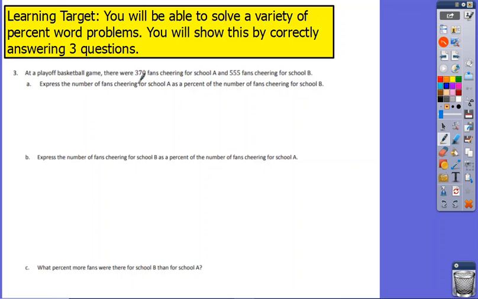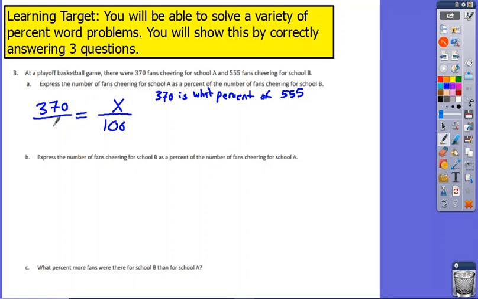So the number of fans cheering for School A, I'm going to just replace all of that with 555 is what percent of the number of fans cheering for School B, cheering for School, oh, I got the wrong number there, I'm sorry. So let's swap this first 555 out. That is 370. So line equals line 100. 370 is what percent of 555?